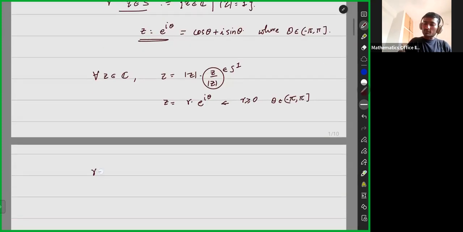Here R, which is defined as mod z, is usually called length or magnitude, or I don't remember right now, but theta is called, we'll fill this gap. Do you remember what this mod z is called?